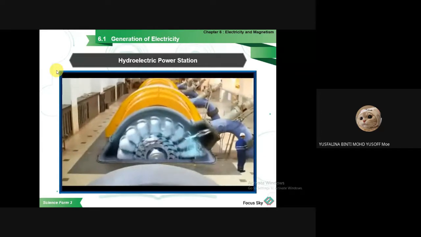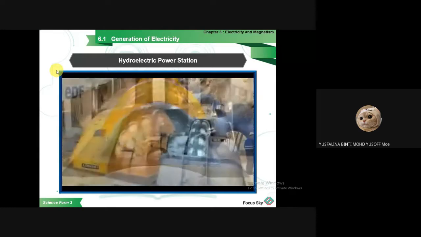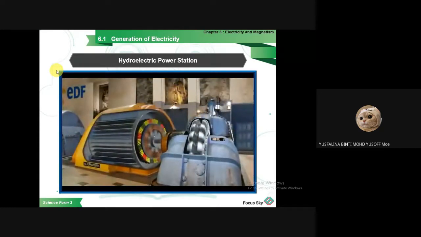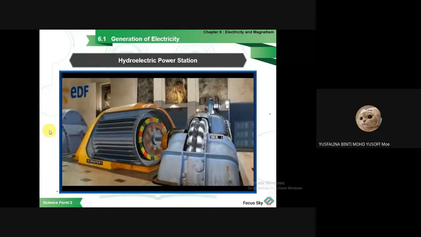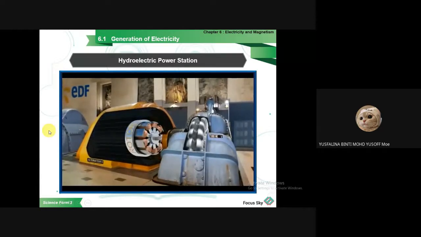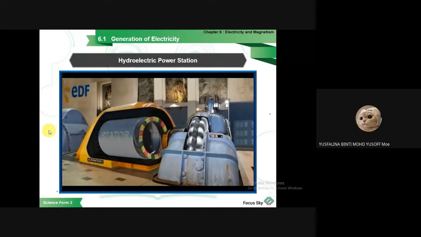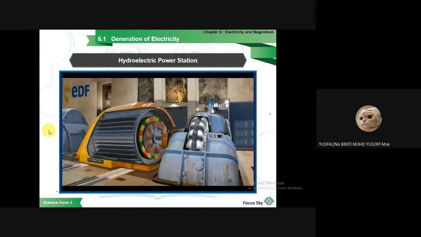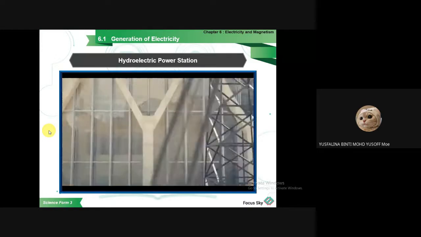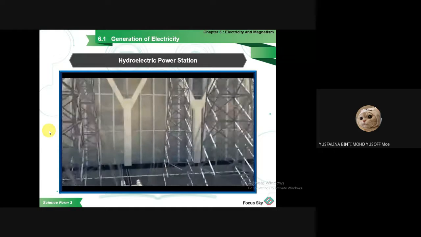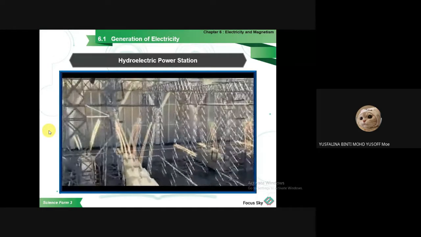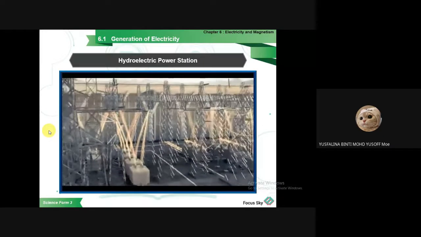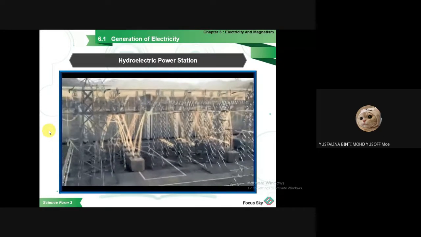So this is the turbine, and the turbine will rotate. This is the generator, so they produce the electricity. Then the electricity will be transmitted to the transformer, and then the transformer will transfer it to the transmission tower.